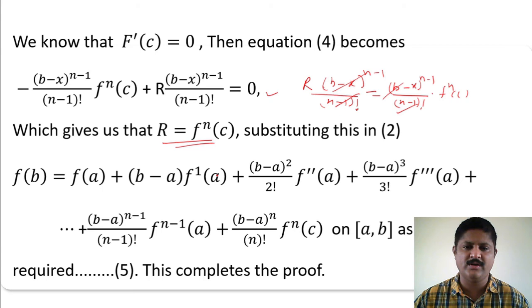into f'(a) plus (b minus a) whole square by 2 factorial f''(a) plus (b minus a) whole cube by 3 factorial f'''(a) plus so on plus (b minus a) whole power n minus 1 divided by (n minus 1) factorial into f^(n-1)(a) plus (b minus a) whole power n divided by n factorial f^n(c), c in the closed interval [a, b], as required.